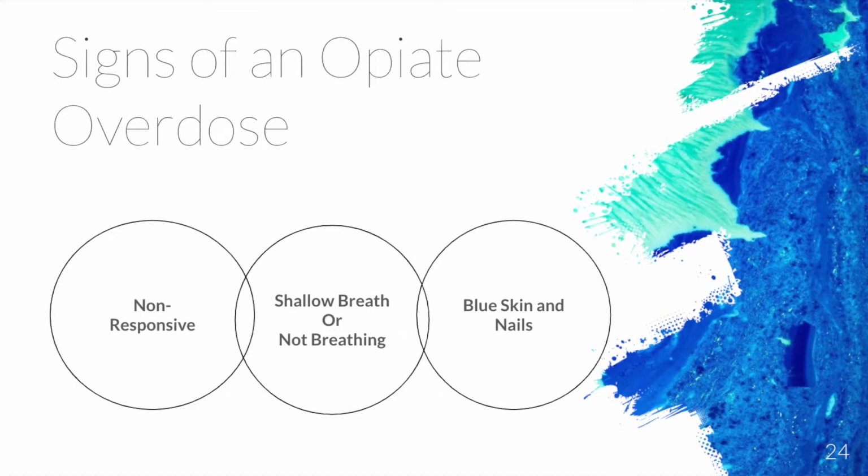The second is an opiate overdose. Common signs of an opiate overdose are that the person may be non-responsive, have shallow breath or not breathing at all, and they may have blue skin and nails.